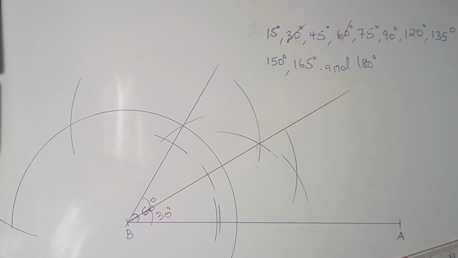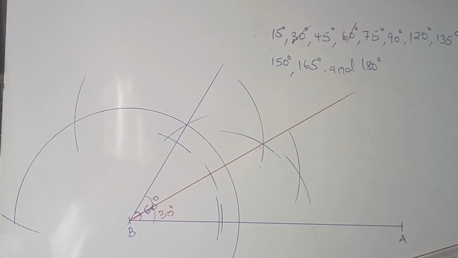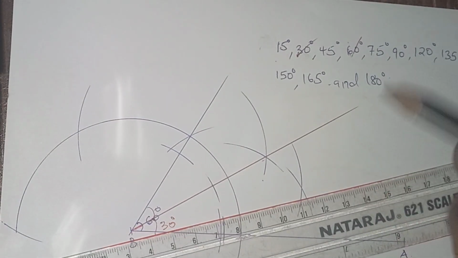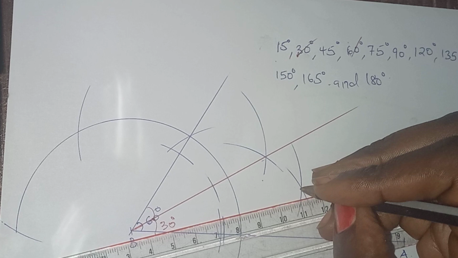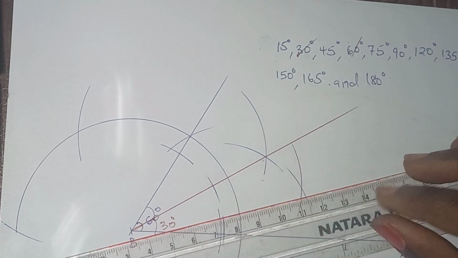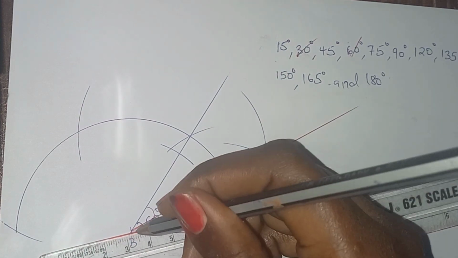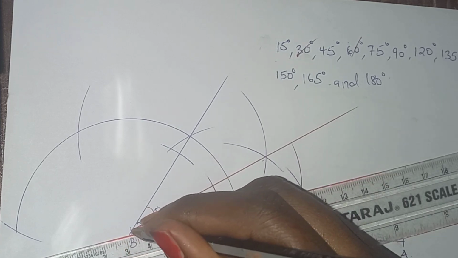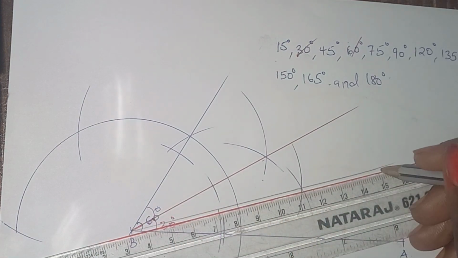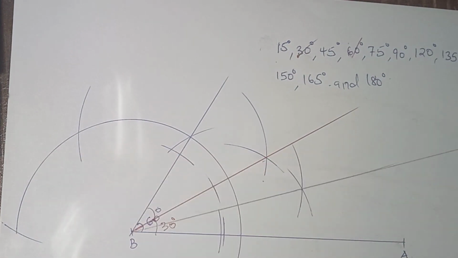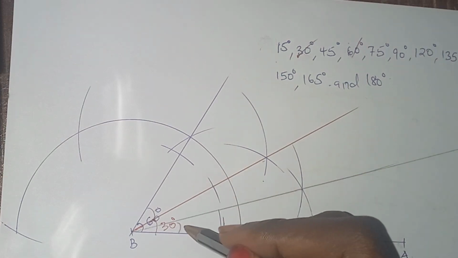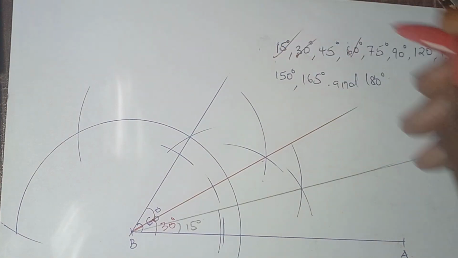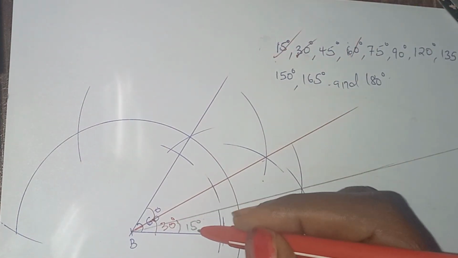Then you can now connect from where these two arcs met to point B. So by that, the angle that will be here will be 15 degrees. That way you will have constructed 15 degrees. That is 15 degrees.